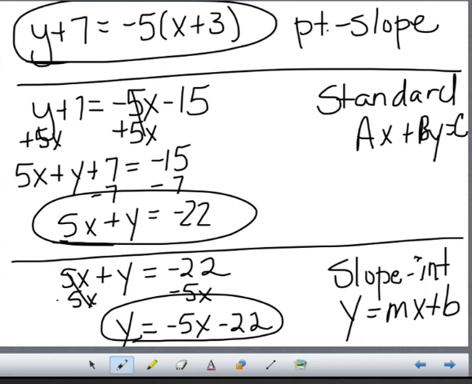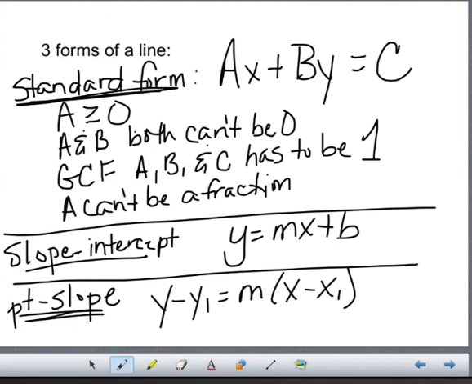The big thing to remember today is your 3 forms of a line. Standard form, ax plus by equals c. Slope-intercept form, y equals mx plus b. Okay, remember, m is the slope, b is the y-intercept. Point-slope form, y minus y1 equals m times x minus x1. m is the slope. (x1, y1) is any point on the line. Okay? 3 forms of a line. Write them down. Memorize them over and over and over. You got to know those.